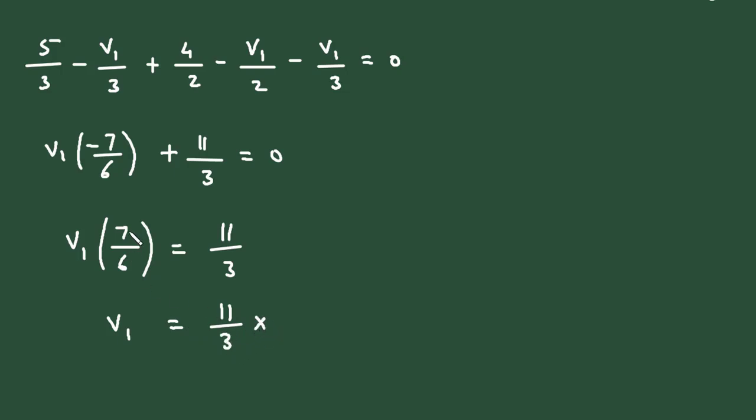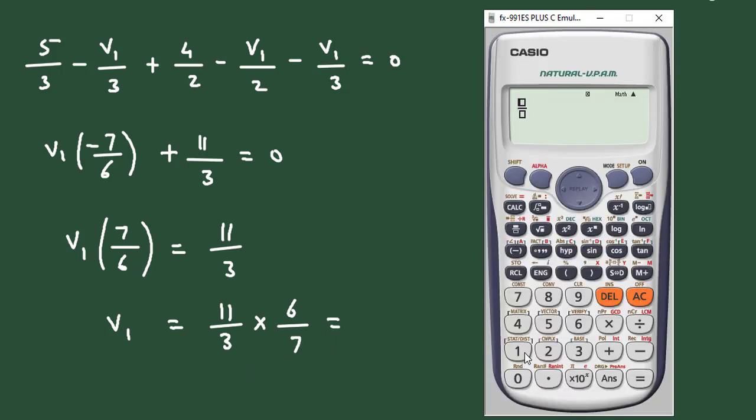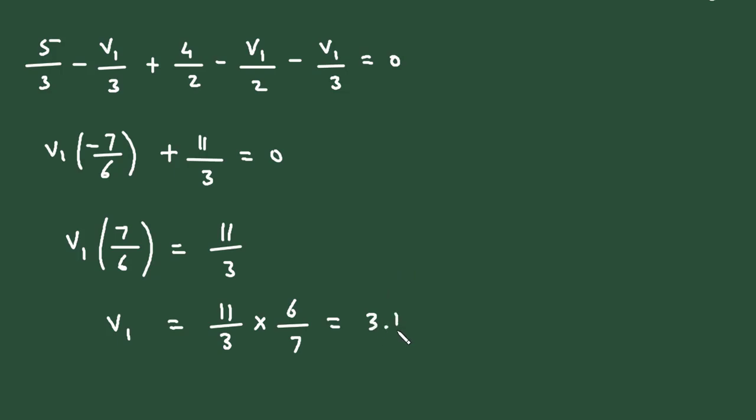multiplied by 6 by 7. So it is 3.142. Since it is a voltage, its unit will be volts.